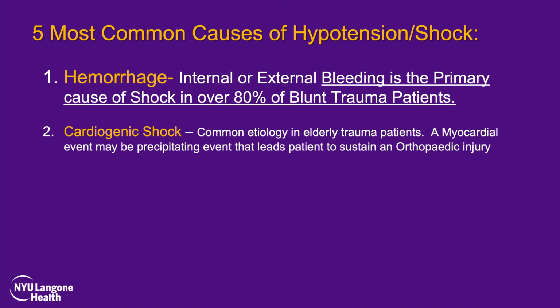Cardiogenic shock is less common, but you can see this in elderly people. Someone has a heart attack, they have an MI, and then they fall down and break their hip. And so the etiology of this injury is actually cardiogenic. However, then they break their hip, and this may be leading to hemorrhage also. So you can get non-exclusive injuries here.